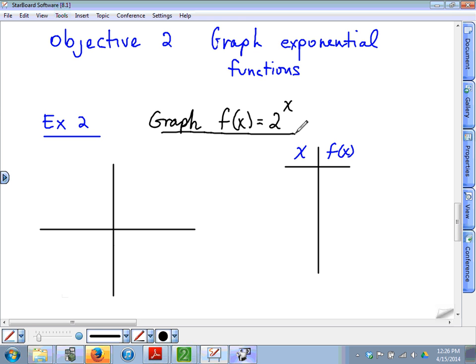Okay, since we're not quite sure yet what the actual graph looks like, we're going to just quickly fill out a table of values. Is it okay for x to be 0? No. Yes. I don't know. I'm asking you guys. Yes, it can be 0. So what I'm asking is, is this okay: 2 to the 0 power?